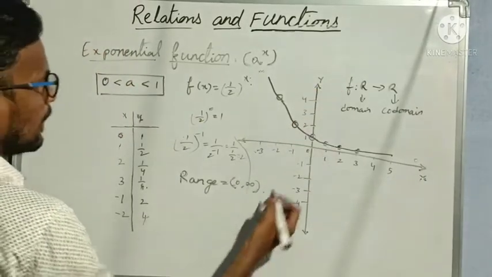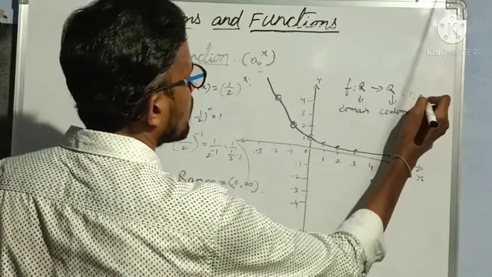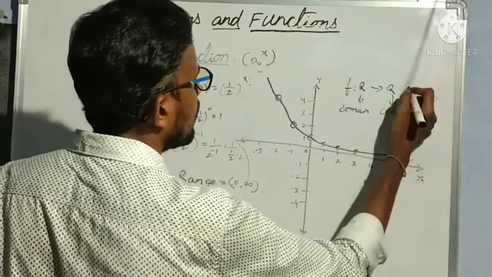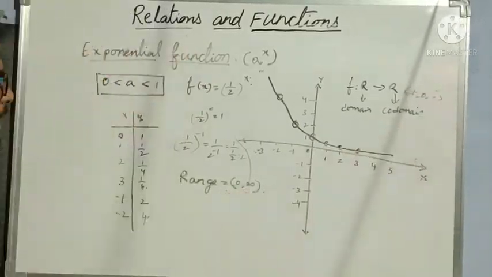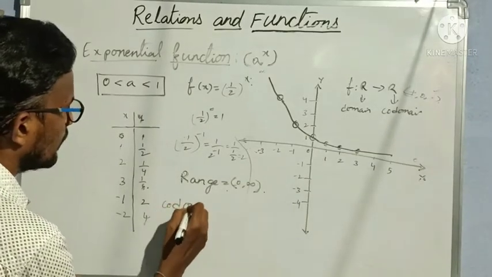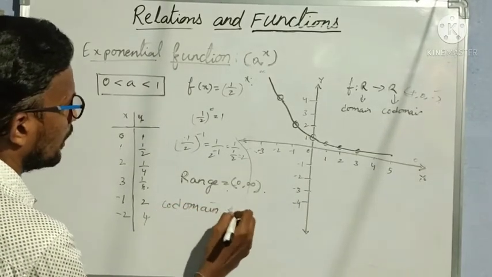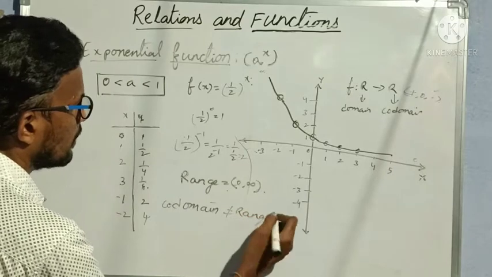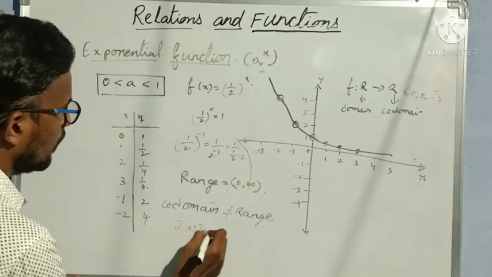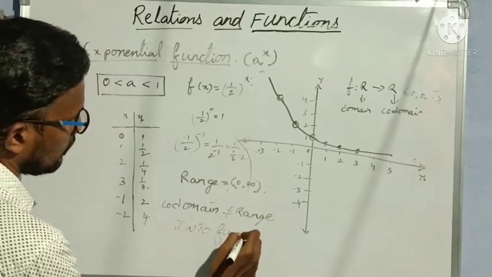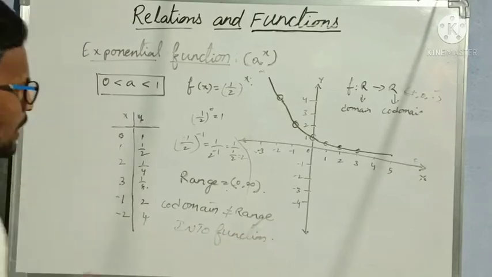Clearly we can say that here negative numbers are not being covered, since in the range we are not getting any negative number. So the codomain is not equal to the range here also. So what type of function? Into function. I hope everybody understood up to here.